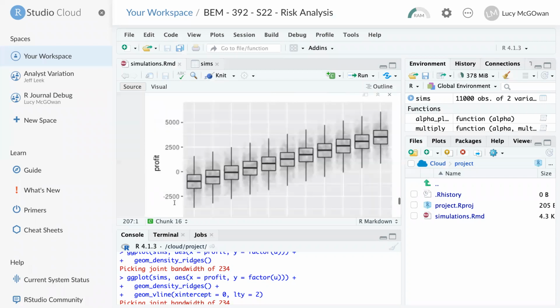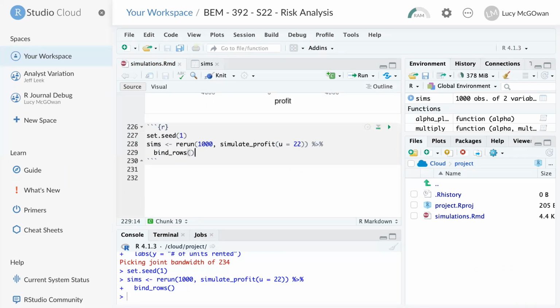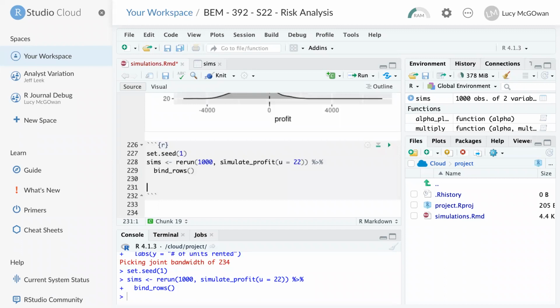All right, so I'm going to take this code here, and instead of looking at a range of U values, I'm just going to set it equal to 22. And if I want to calculate the probability of loss, what function will I use to create that summary statistic? Summarize, yep. You can use a Z or an S, some coder's choice. All right, and now if I want the probability of loss, what's going to be in my numerator?